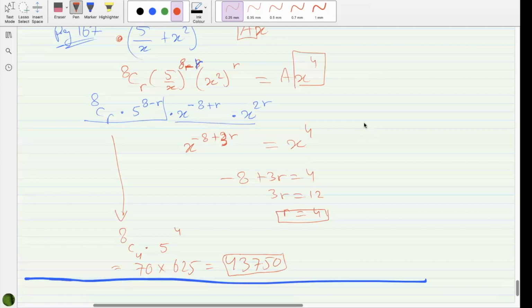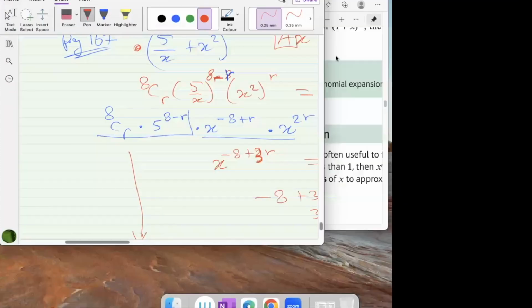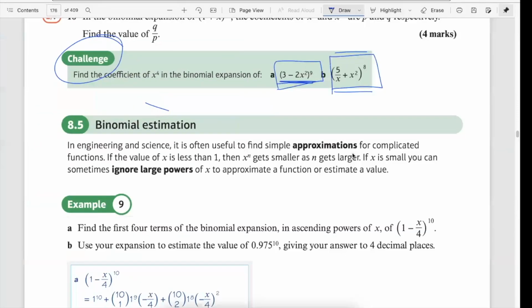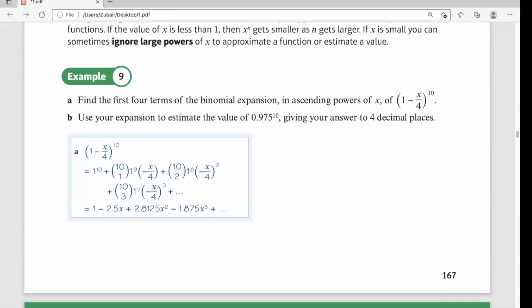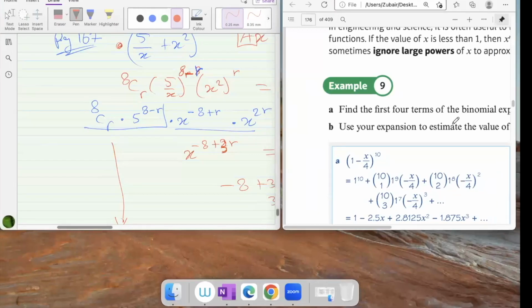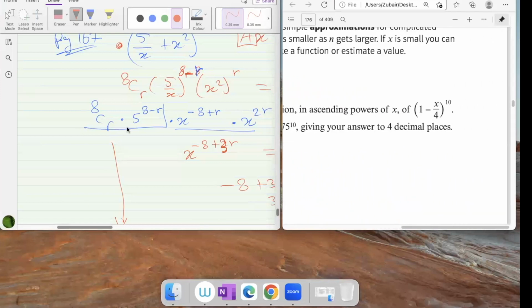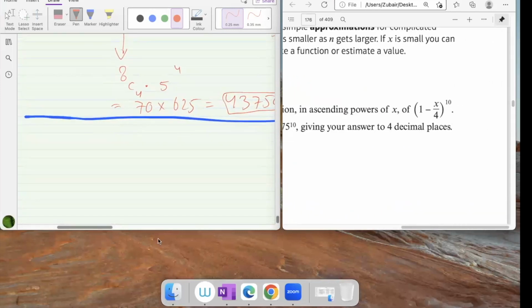Yes, is it clear? Yes, sir. Okay, let's have a further look at this. Now it says find the first four terms of the binomial expansion in the ascending power of this. Now, this question is pretty simple because we do not have to think about anything, just expanding. So first four terms, then we'll see what to do with the second part. This is example 9, 1 minus x by 4, power 10. So first four terms.